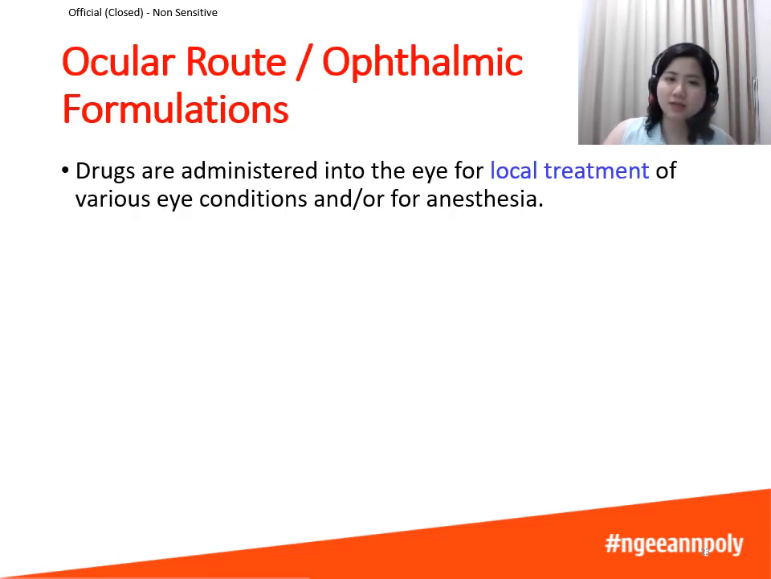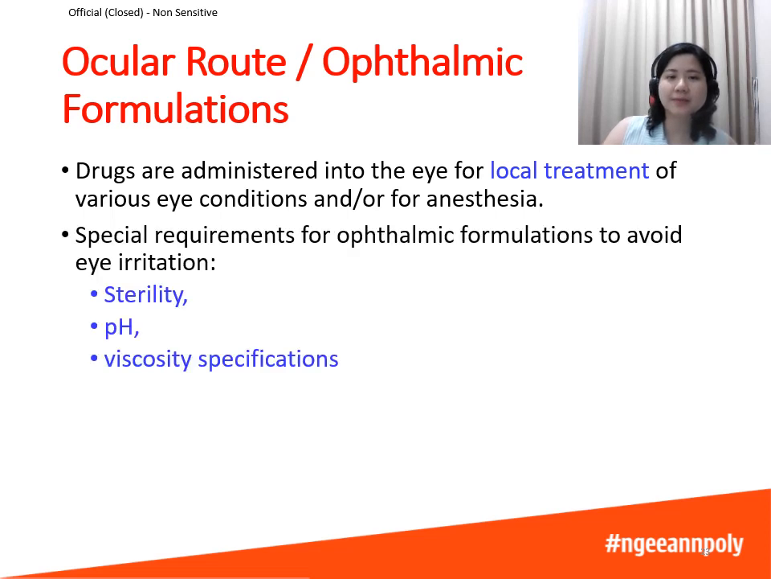Using the ocular route, drugs are administered into the eye to treat various eye conditions or to provide anesthesia during eye surgery. To avoid eye irritation, ophthalmic formulations must be sterile. They must have a pH that is close to that of the tear fluid, which is pH 7.4. They must also be sufficiently viscous so that the medication can remain on the eye for a longer time.